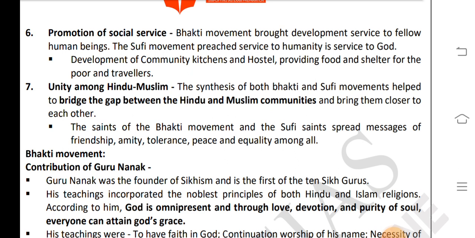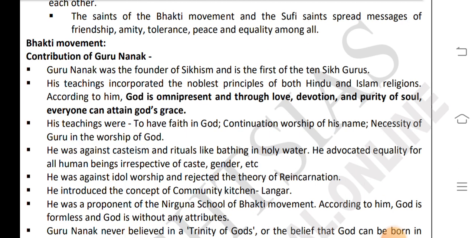Bhakti movement brought service to fellow human beings, and the Sufi movement preached service to humanity as service to God, with development of community kitchens and hostels providing food and shelter for the poor and travelers.